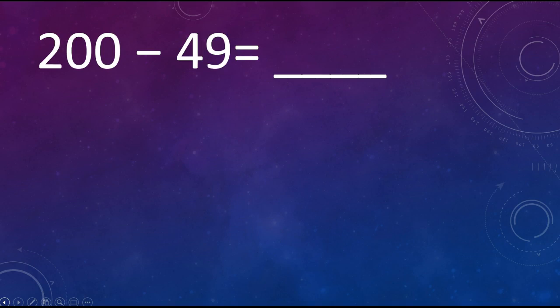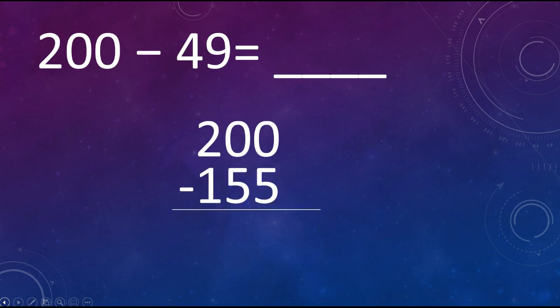Here's your last problem that we're going to do together. 200 minus 49. Go ahead and set that up on your own, and then we'll compare answers when you're done. Go ahead and set it up and solve, and then push play when you're done. Okay, let's compare answers. This is how yours should have looked. You have your hundreds, your tens, and your ones all lined up.